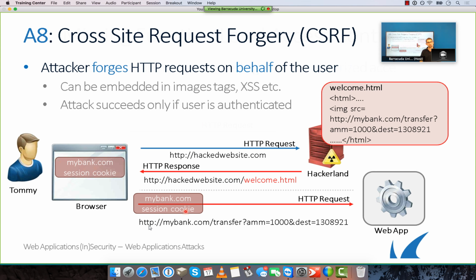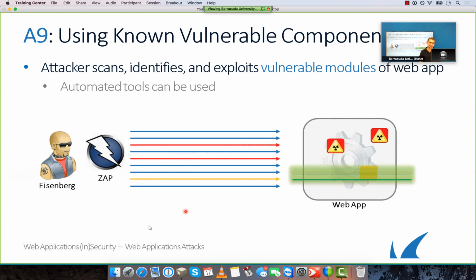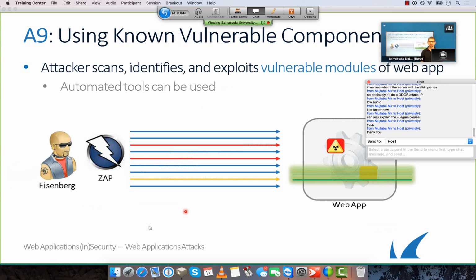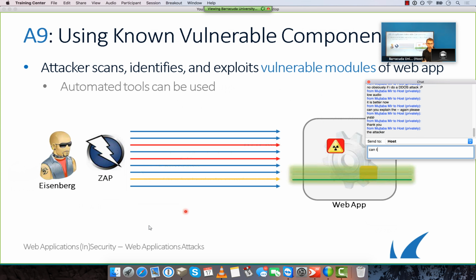All right. So this is cross-site request forgery. Then we have A9, using known vulnerable components. In this case, we use a scanner like Zap. We're going to scan the web application, and if there is a module that is vulnerable, boom, we're going to exploit it. We can use automated tools like Burp, Zap, and so on. Here, Heisenberg is the attacker. Let's say that you want to see if the campus website is vulnerable.